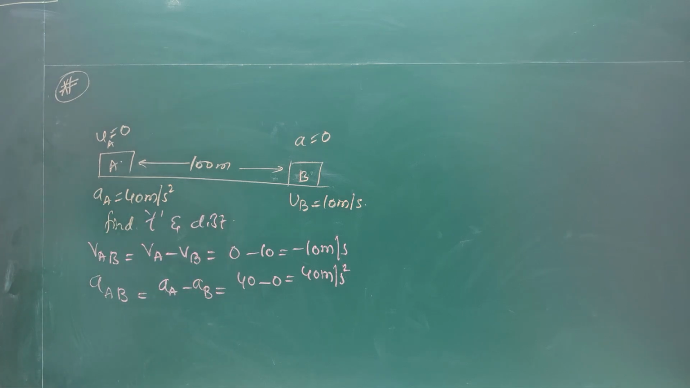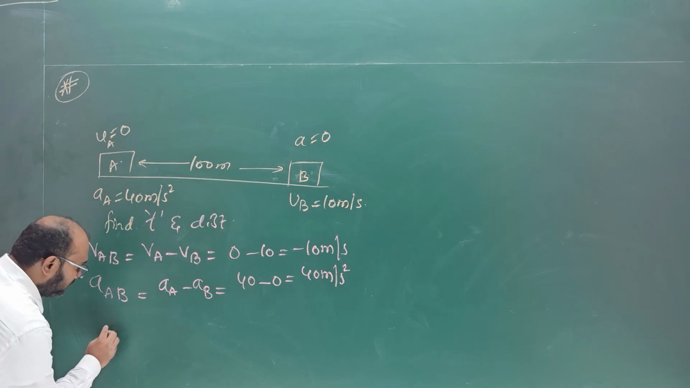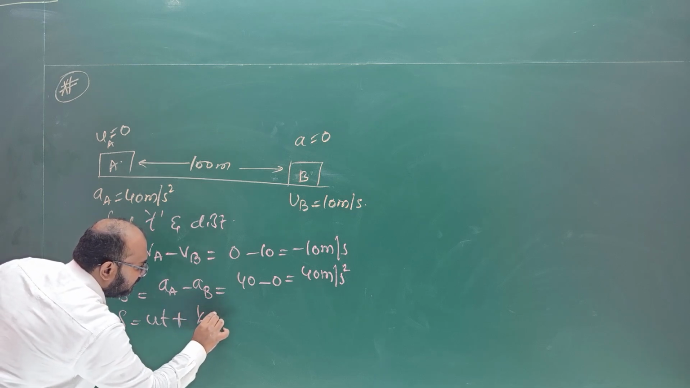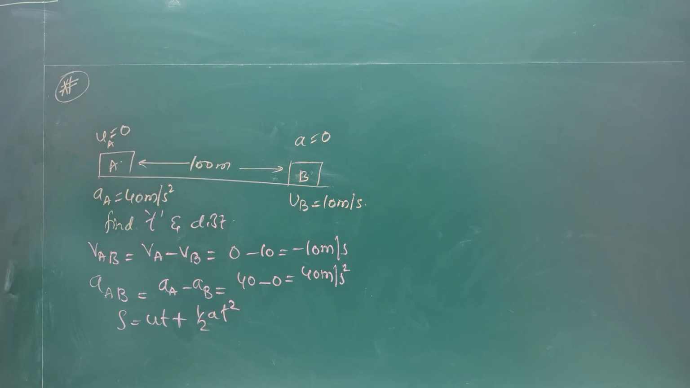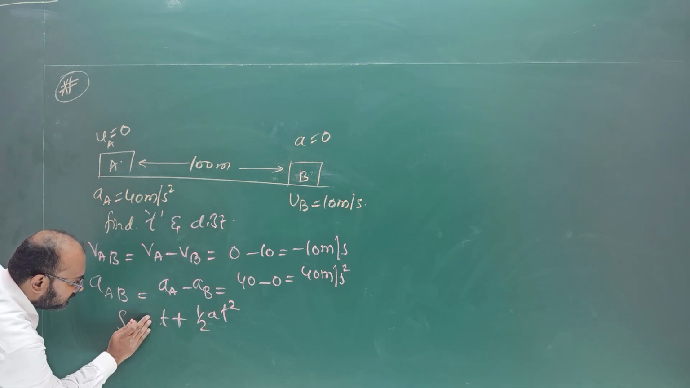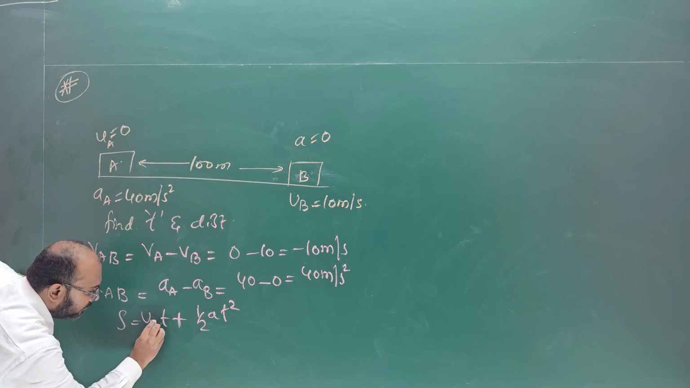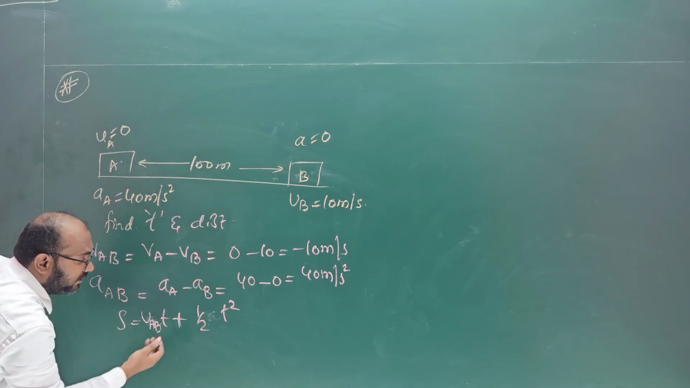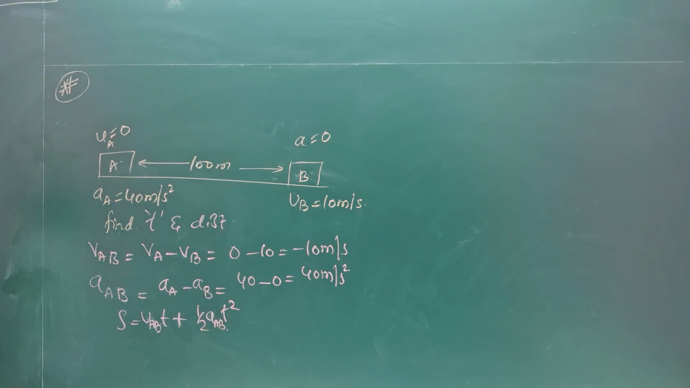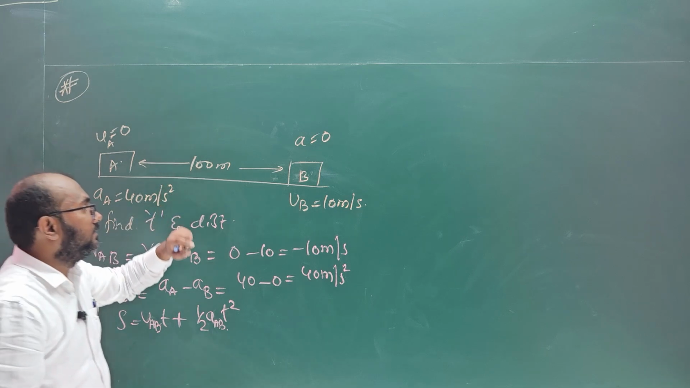To calculate time, generally we use s is equal to ut plus half at square. Yes or no? So if I use s is equal to ut plus half at square, then u is here. Now you should be substituting relative velocity and relative acceleration. So here I will be writing u_AB, that is v_AB, what we got, minus 10, and here is a_AB. S is given how much? 100.